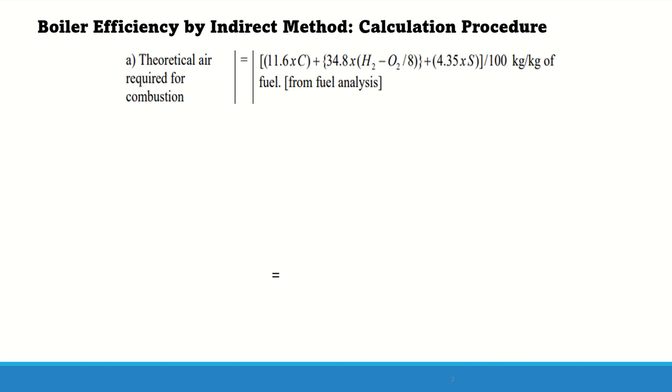The C, H2 and O2 are the percentage of carbon, percentage of hydrogen and percentage of oxygen available in the fuel. These contents are determined with the help of ultimate analysis. Okay, refer to ultimate analysis in chemistry subjects. Then plus 4.35 into S, divided by 100, and the unit is kilogram per kilogram of fuel.